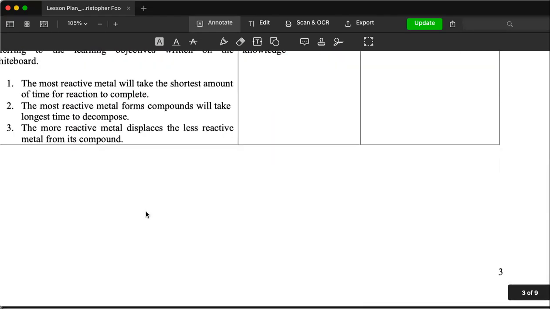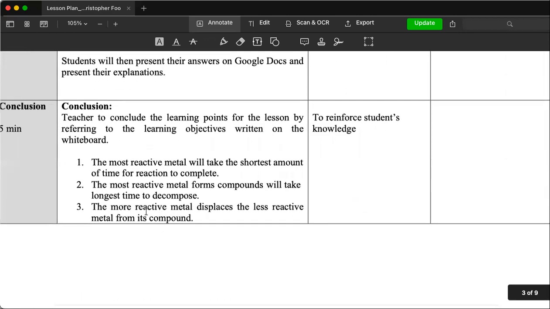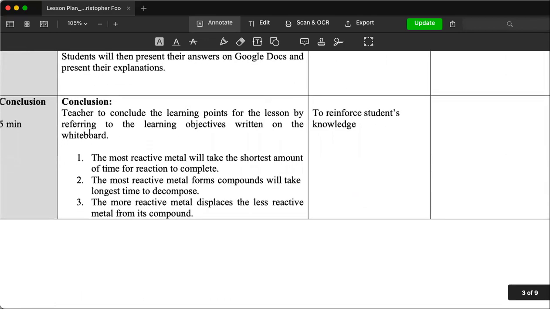So the conclusion of this lesson: at the end of this lesson, for the last 5 minutes before the lesson ends, teachers are to conclude learning points by referring to the learning objectives as follows. The most reactive metal will take the shortest amount of time for the reaction to complete. The most reactive metal forms compounds that will take longer time to decompose. And the more reactive metal displaces the less reactive metal from its compound.